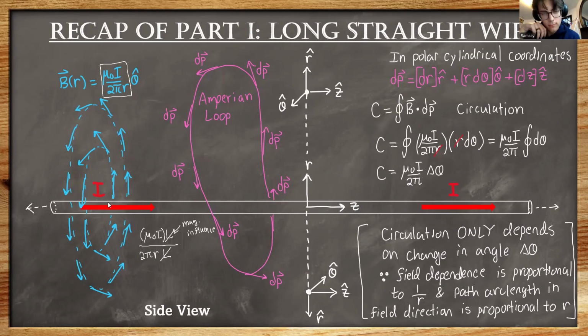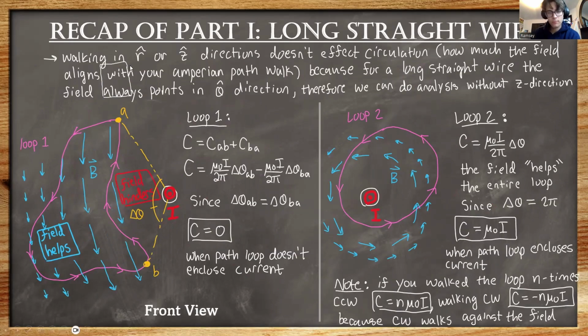So at that point, we dug a little bit more into circulation. And with circulation, we found that it actually only depends on the change in angle, delta theta, right? So for some reason, the radius didn't end up mattering. And that's what we'll show on the next slide real quick. So if you walk in, say, the r hat or the z hat direction, that will not affect circulation. The reason why is because the field is always in the theta hat direction. And no matter where you're at in space, r hat, z hat, and theta hat are perpendicular. They're all orthogonal to each other.